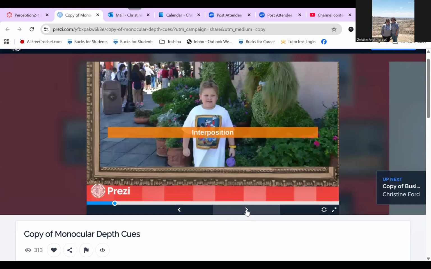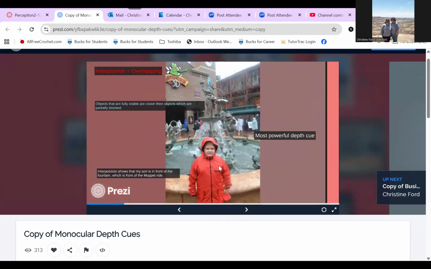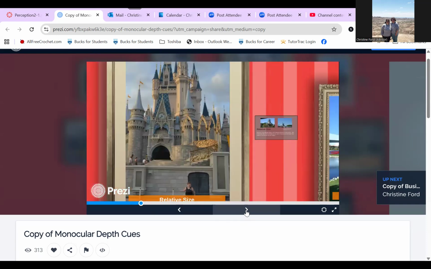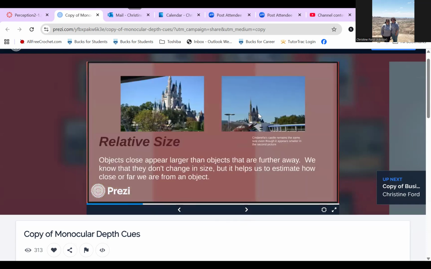And then we look at interposition, and that interposition is overlapping, that objects that are fully visible are closer than objects which are partially blocked. I explained that my son is in front of the fountain, in front of the Muppet Vision, and therefore we know that my son is in the front and that the Muppet Vision is behind due to the blocking. The next one is relative size, and then I have two pictures of the castle. We know, of course, the castle didn't get bigger just because we got closer to it, and it didn't get smaller just because we got further away from it.